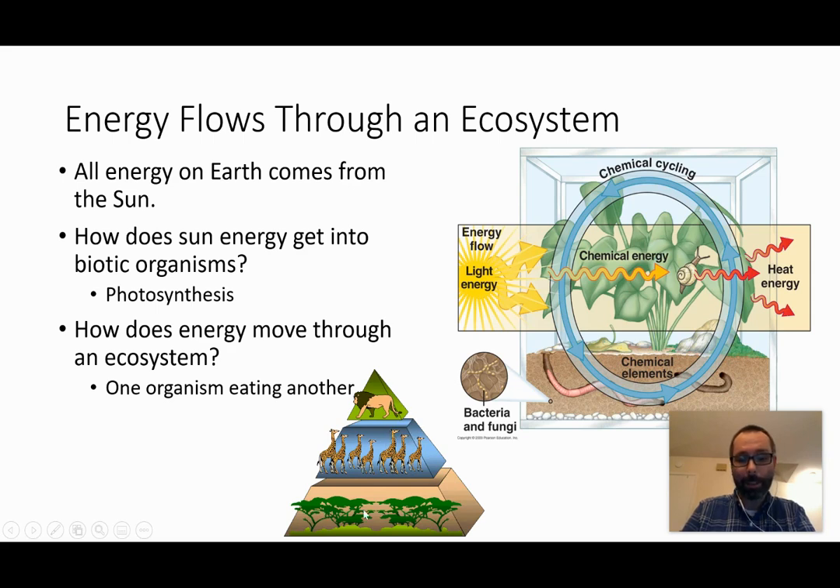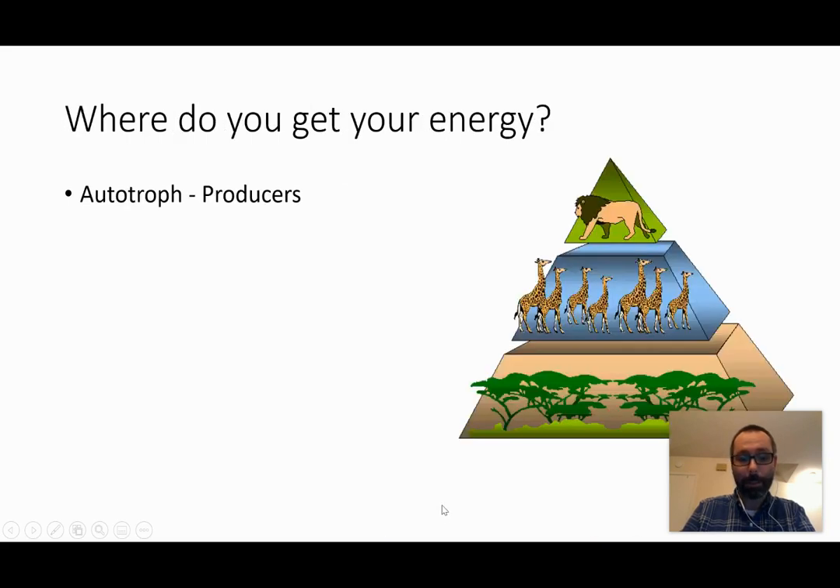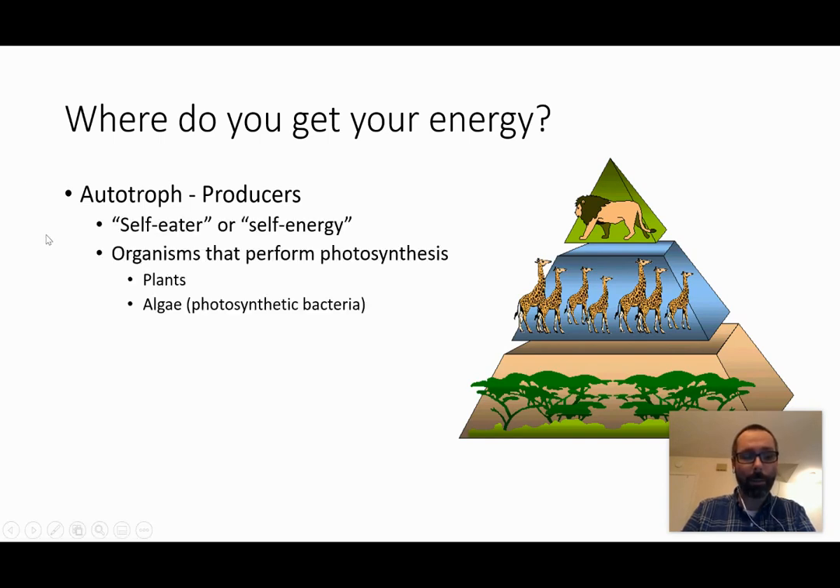And so the plants are the bottom of the pyramid, because plants are something called autotrophs or producers. This is a word, autotroph, that we don't hear too much. It's a very sciencey word. To break that word down, though, it means self-eater or self-energy. The auto part means self, and troph means energy or eater or food, right? So an autotroph is a self-eater.